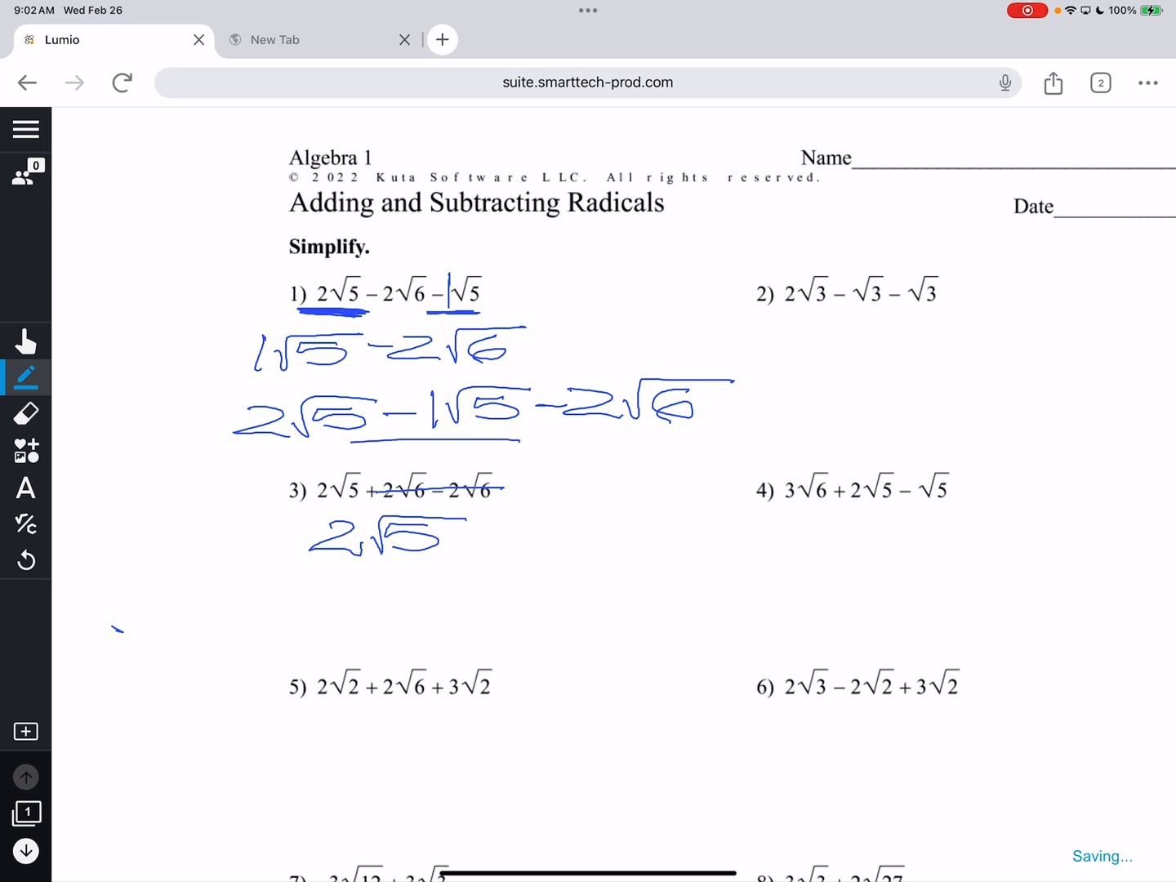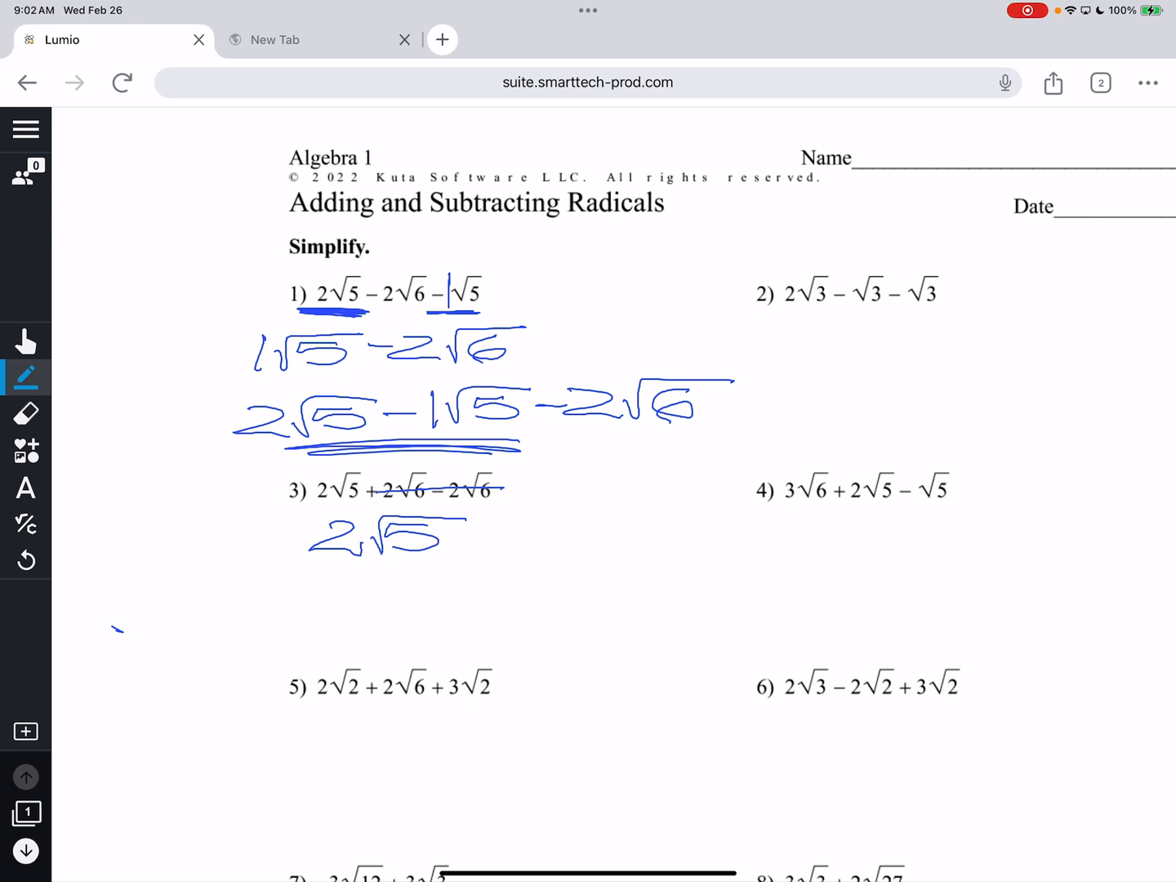Like terms. The radicals are the same. We treat the radicals like variables. But it doesn't matter what's on the outside? Well, it matters because that's what you combine. You take the 2 and the negative 1 and you combine those. The outside doesn't have to be like terms, the inside has to.